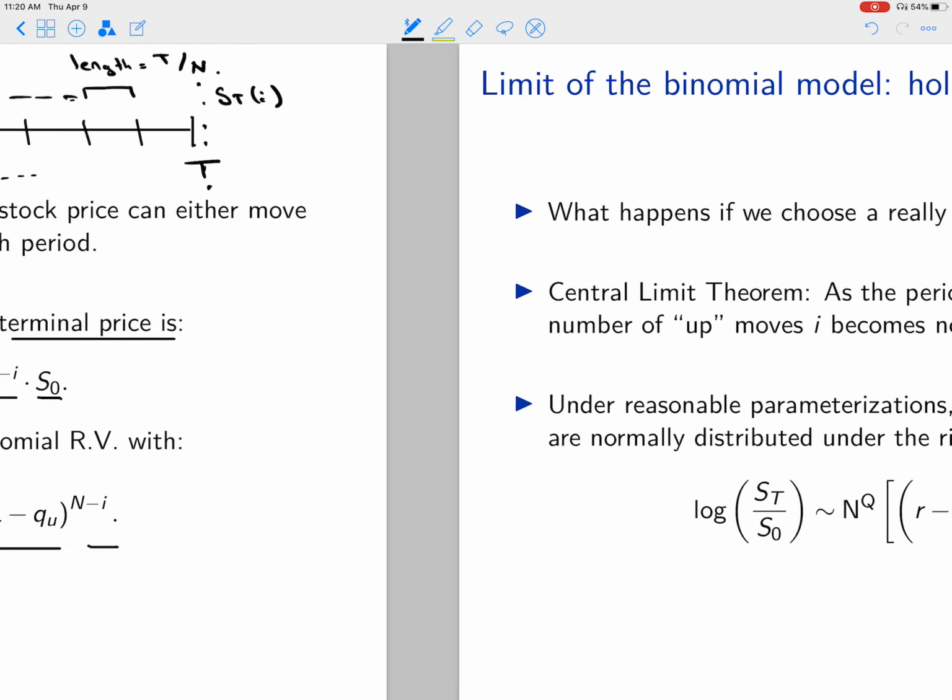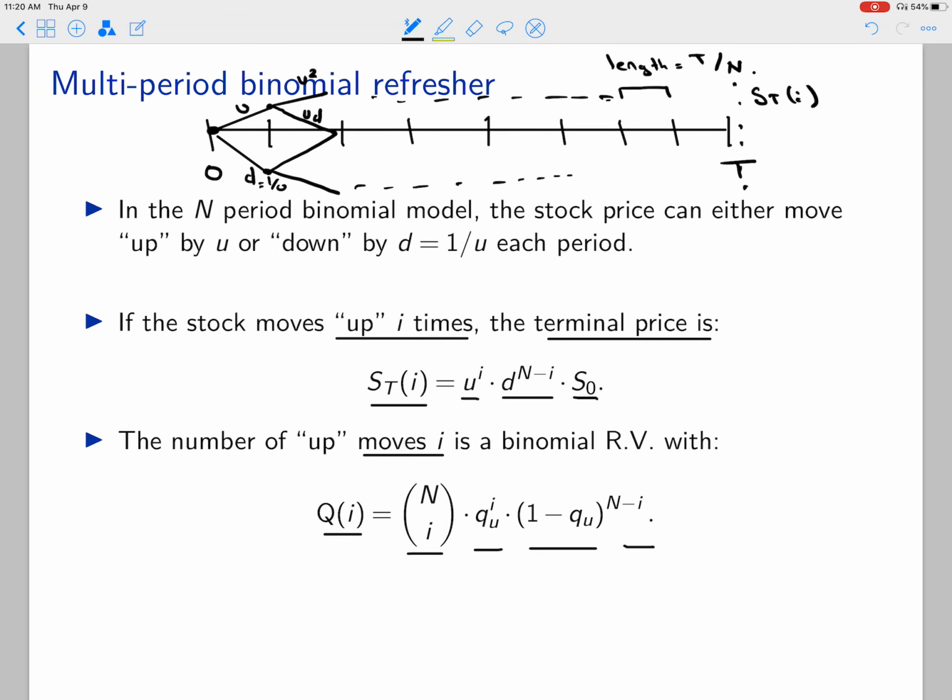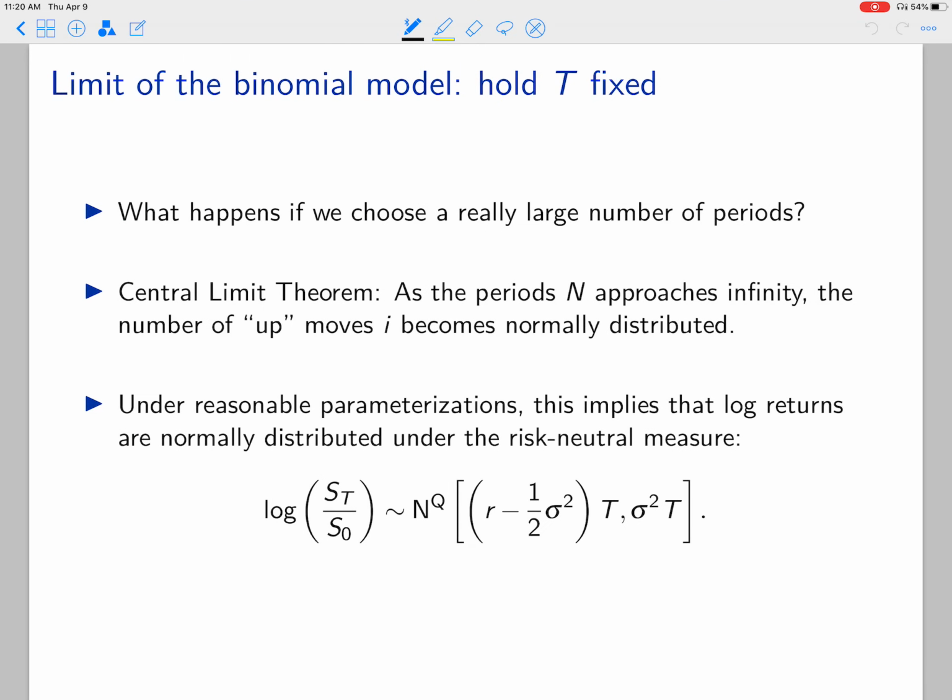Okay. The binomial model is awesome. It can accommodate all sorts of exotic derivatives, and it can even incorporate things like American options and path-dependent options. The only drawback of the binomial model is that it lacks in realism sometimes, in that it's a discrete time model. In reality, time is not discrete. Time is rather smooth. It's a continuum.